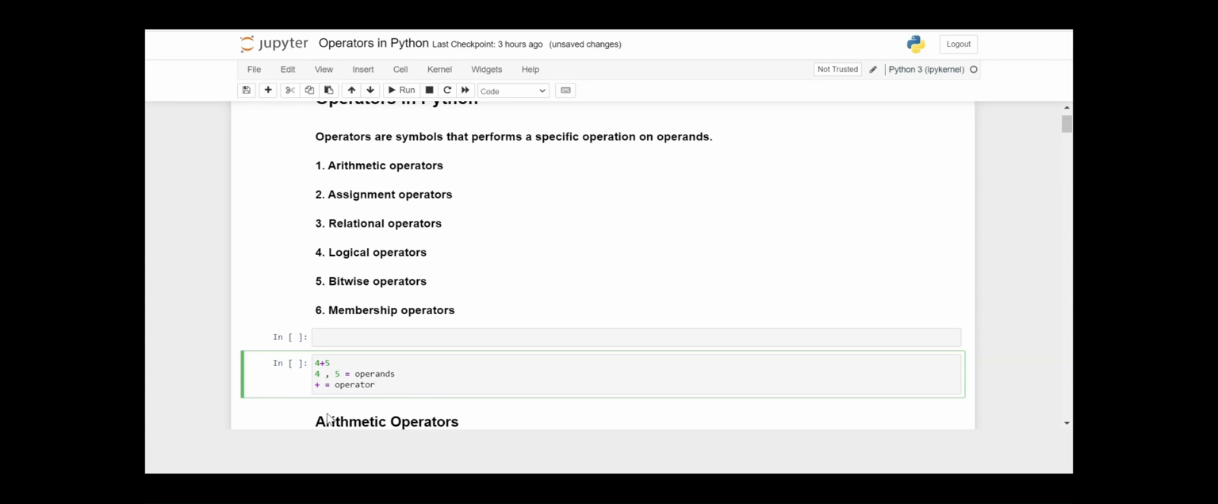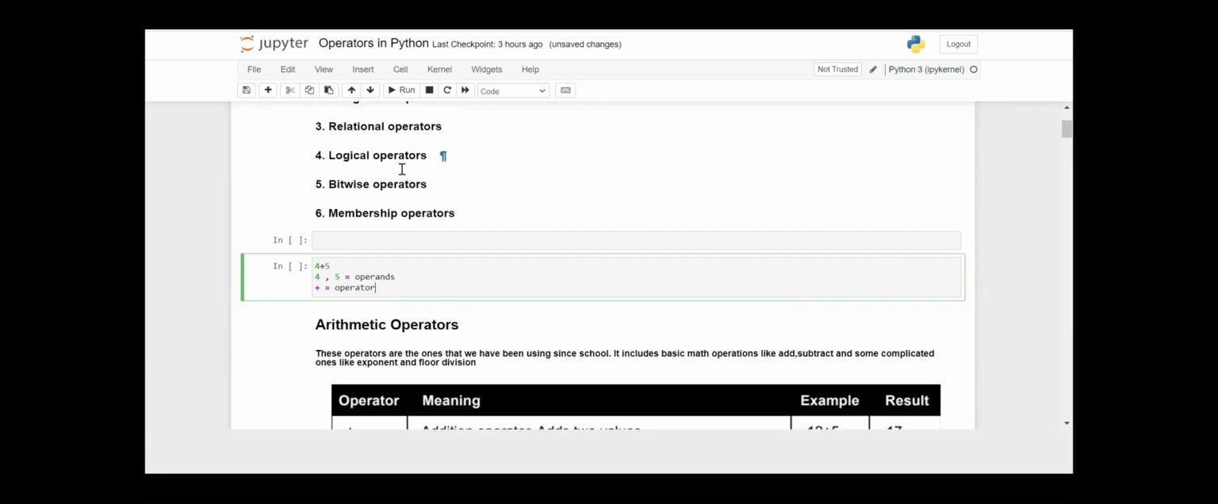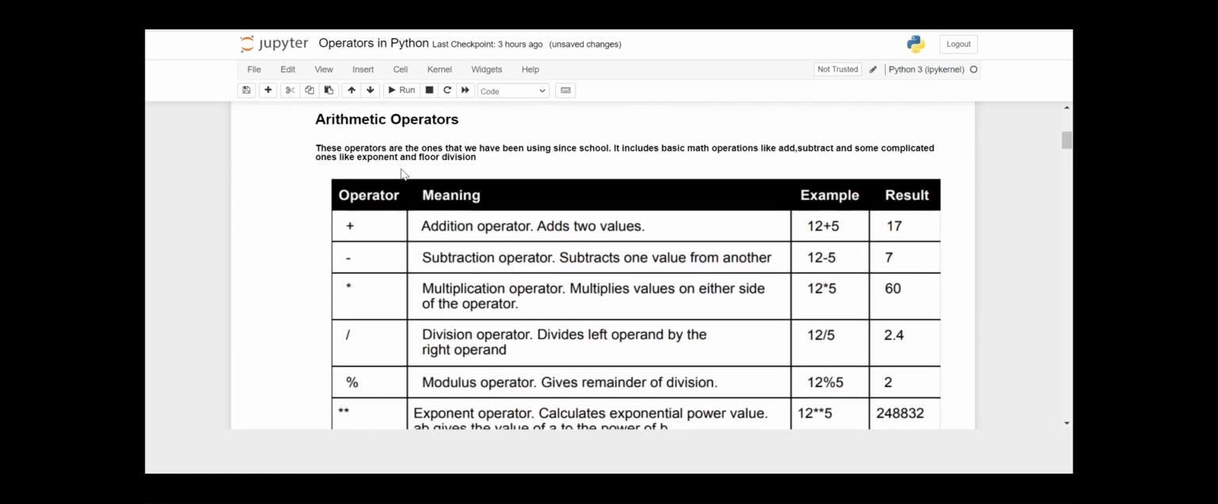So there are 6 types of operators in Python: arithmetic, assignment, relation, logical, bitwise, and membership. We're going to cover all these 6 in detail in this video. So let's dive right into it. Number 1, we have arithmetic operators.